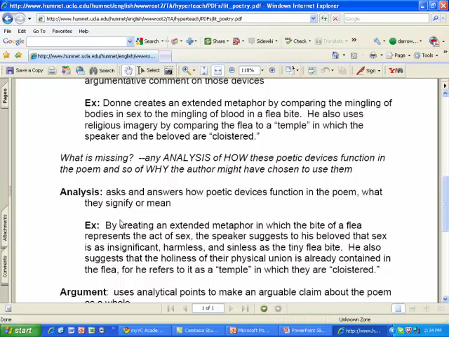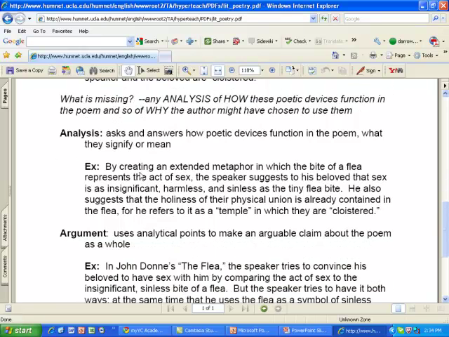So analysis asks and answers how poetic devices function in the poem, what they signify or mean. By creating an extended metaphor in which the bite of a flea represents the act of sex, the speaker suggests to his beloved that sex is as insignificant, harmless, and sinless as the tiny flea bite. He also suggests that the holiness of their physical union is already contained in the flea, for he refers to it as a temple in which they are cloistered. So that would be good analysis about those particular images.